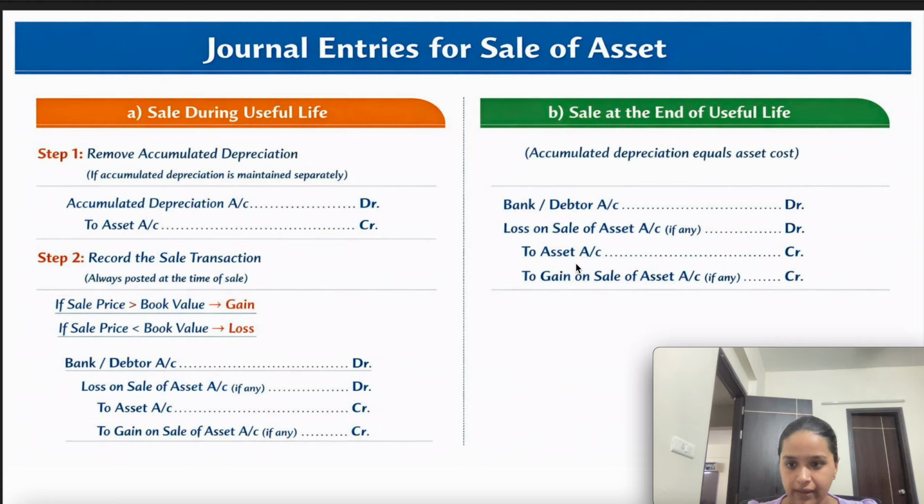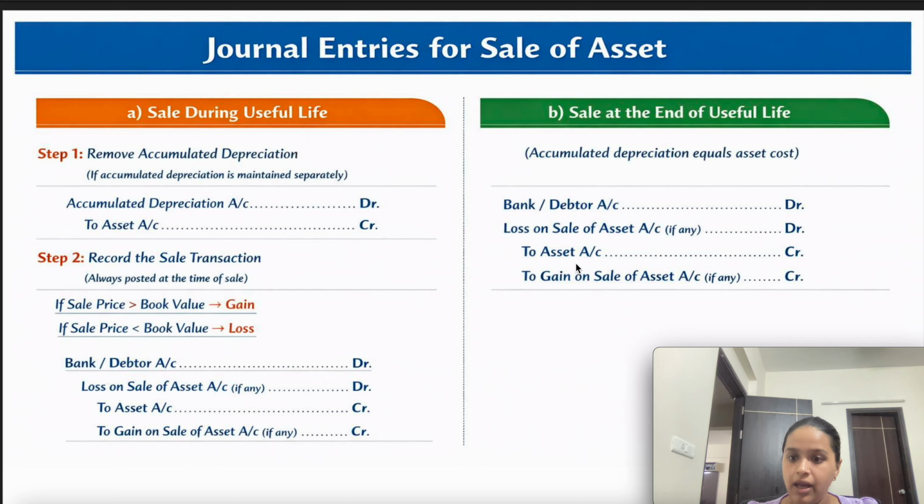And whenever a sale happens, it means an asset is going out from your business, so that asset account should be credited. But on the asset we have two methods. Either we charge the depreciation directly into the asset account and reduce the value of the asset. In that case there will be no accumulated depreciation account.